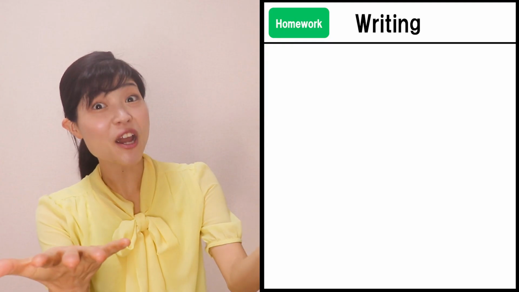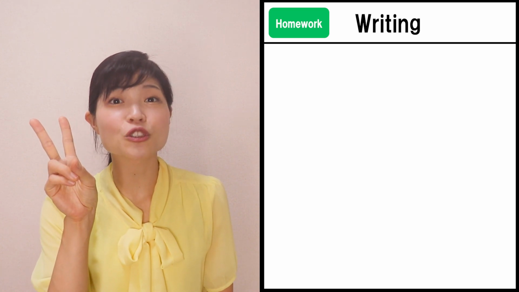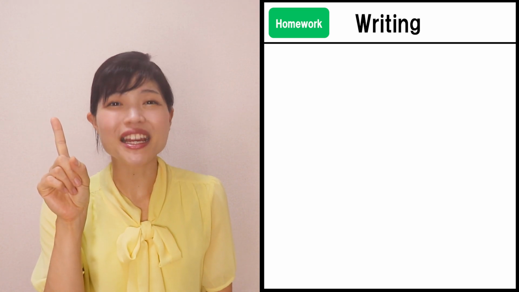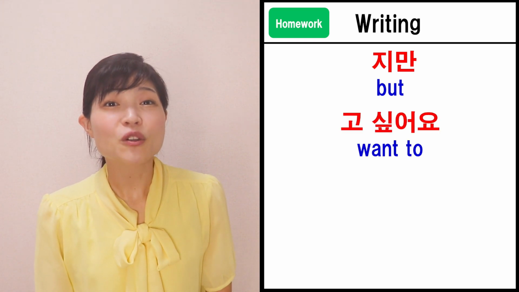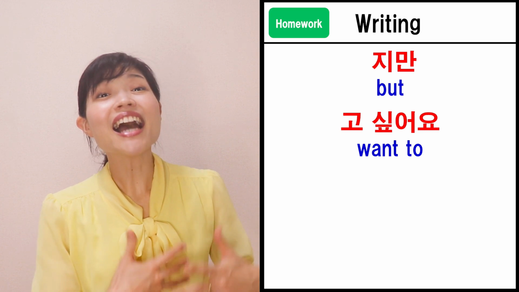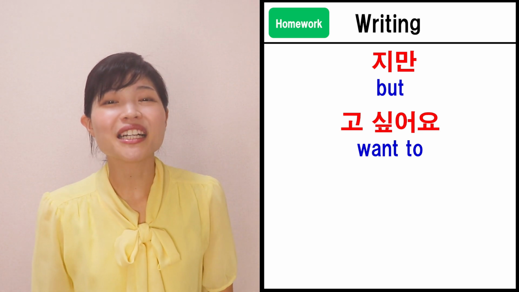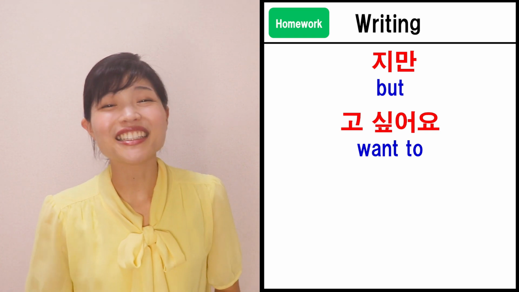Now, I'll give out the homework for today's class. We have 2 homework assignments as usual. The first homework is writing. First, let's use 지만, but, and 고 싶어요, want to, to make a sentence like I did this, but I wanted to do this. Or I wanted to do this, but I did this.